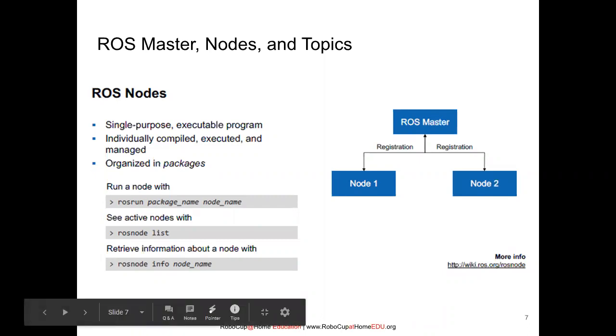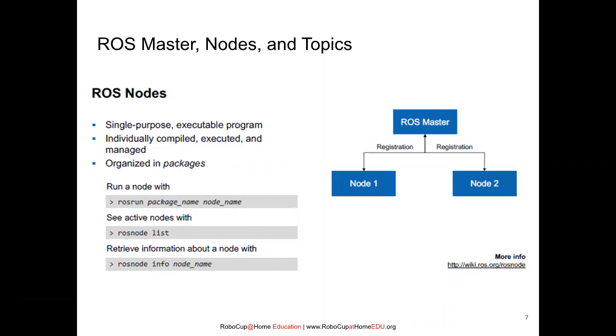Okay, so a node is a single purpose executable program. Let me pause this a while and show you a comparison. For example, when you want to build a line follower, I guess everyone knows a line follower here, right? So when you want to build a line follower, the first important component that you need is the sensor to sense the line.